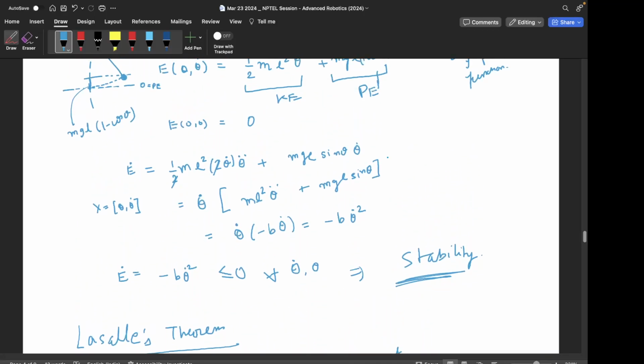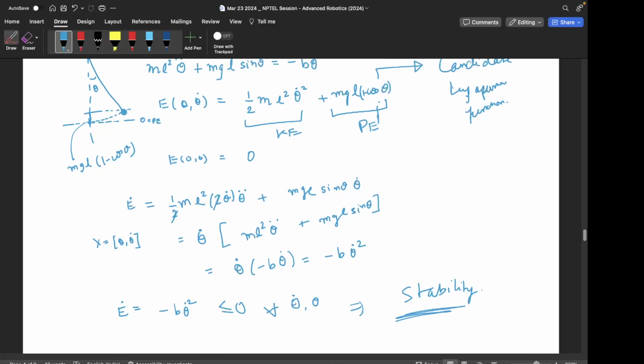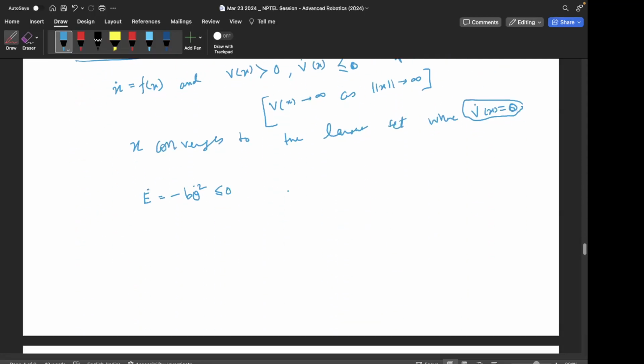That means if x and x dot become very large, then V should also become very large, which is the case here, because if theta dot is large, then this term will be larger, right? So this will take it towards large values. The second term will not affect because this is a cos theta term, so it will remain between -1 to 1, but the kinetic energy will increase obviously. So this new property is also satisfied, and then we can conclude that x converges to the largest set where V dot(x) is 0, and in our case, in the pendulum case, E dot is 0.